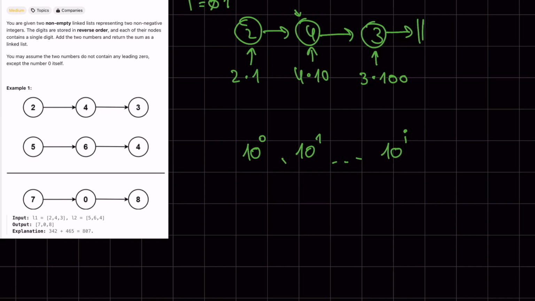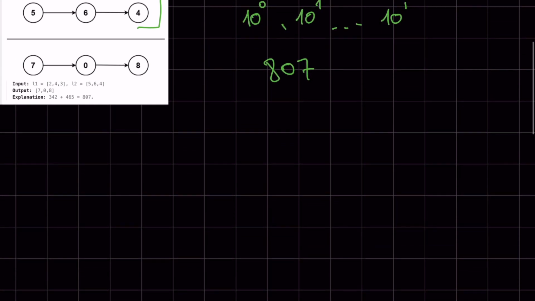Now that we have the corresponding numbers for each of the lists and we added them, in this example we are going to get 807. So given a number, any number, in this case 807, how can we convert it to the corresponding list? Well, that's not too hard. We can see that just the same thing applies.